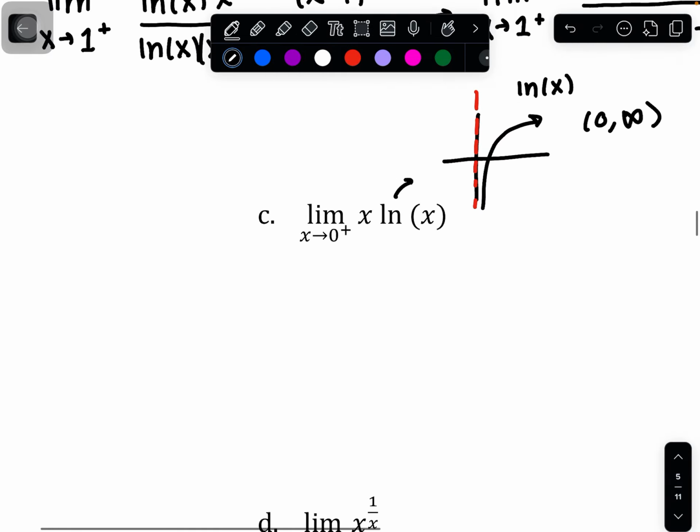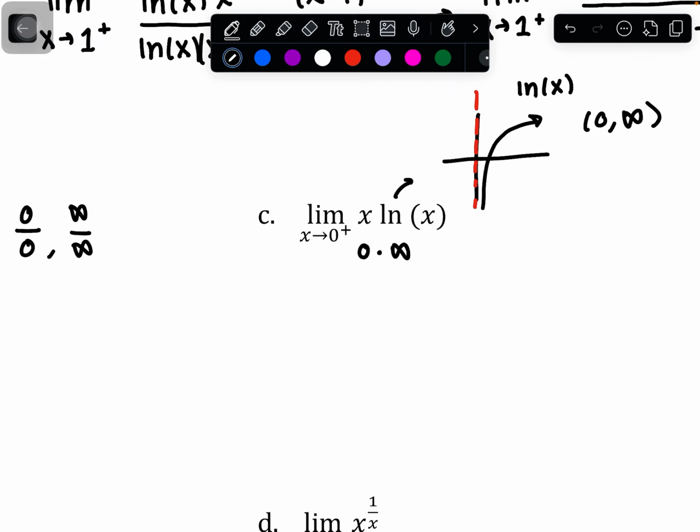All right, if I plug 0 in, I'm going to get 0 times infinity. That's interesting. We're almost here, but not quite there. So what we have to do is make this a fraction without completely changing it. So we have to be careful about how we rewrite this. Let's think about our exponent rules here.